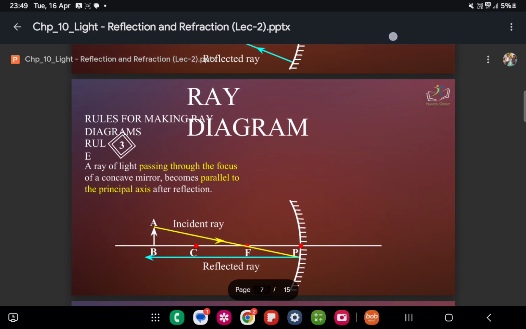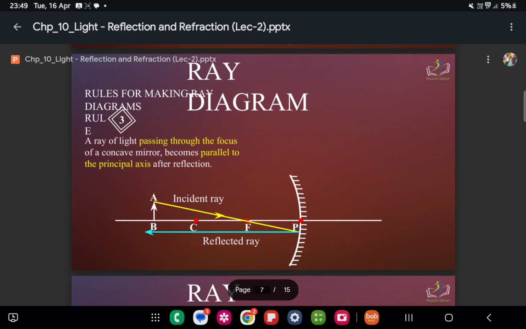Coming to the next rule in the ray diagram of the concave mirror, it shows that a ray of light passing through the focus of a concave mirror becomes parallel to the principal axis after reflection. It is the reciprocal of the first rule, or vice versa. We can tell that any ray passing through the focus will be parallel to the principal axis.